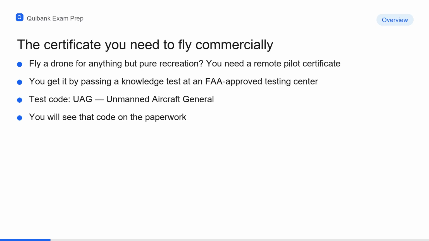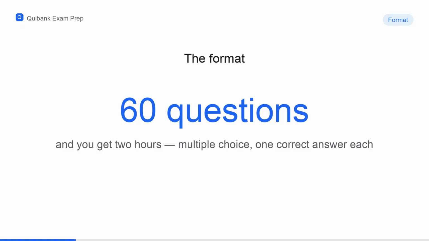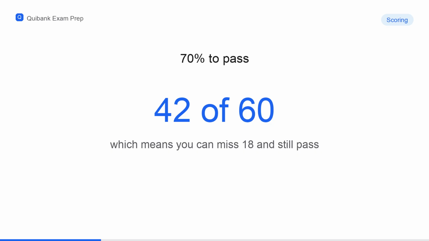the paperwork. The test is 60 questions, and you get 2 hours. Multiple choice, with a single correct answer for every question. You need 70% to pass. 60 questions, 70%, so 42 correct. That means you can miss 18 and still pass.